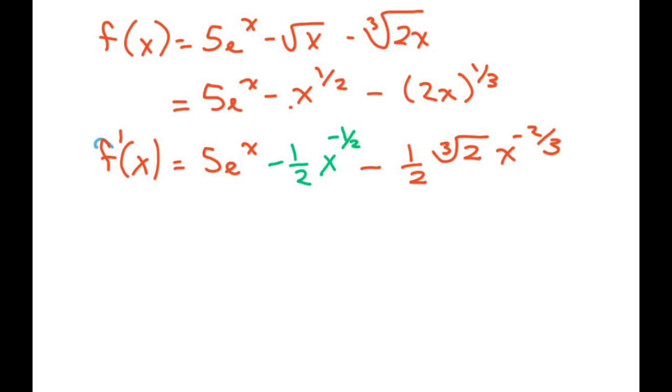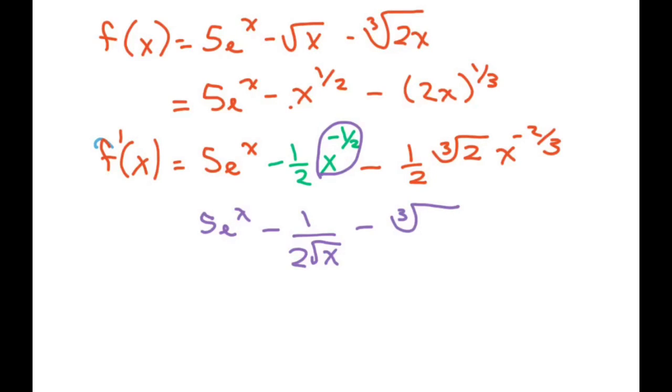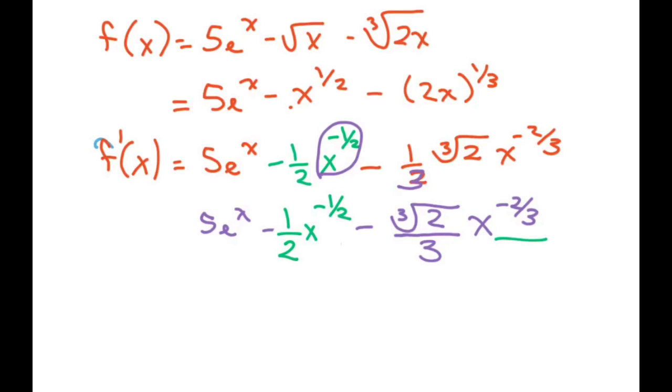And then if you want to clean this up, this would be 5e to the x minus, we're going to put this in the bottom, so it's 1/2 square root of x. You don't have to do this, but you can. Minus cube root of 2. Oh, should have been a 3. Sorry about that. 3. And then we have x to the negative 2/3. And preferably, I would prefer to leave this one as negative 1/2 x to the negative 1/2, because we want to leave that one like that as well.